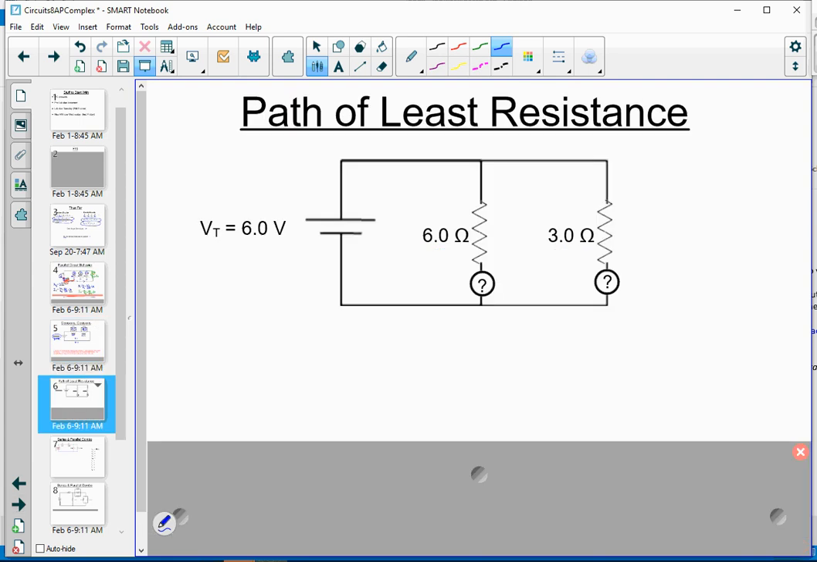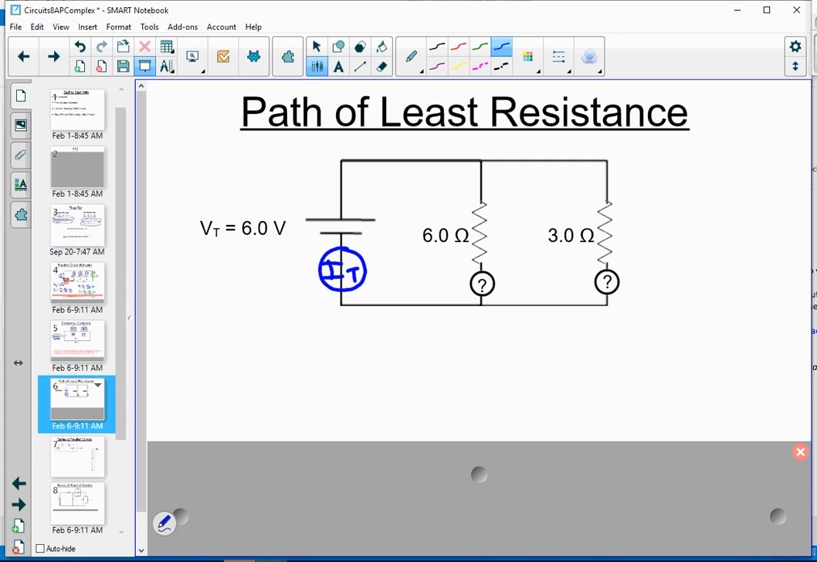We also need to be able to think qualitatively about current branching. Here we have a parallel circuit with a 6-volt battery, a 6 ohm resistor, and a 3 ohm resistor. I guess before we talk branching, we ought to figure out how much current is going to flow, meaning what is the total current leaving the battery, because that is, after all, what needs to get divided up.